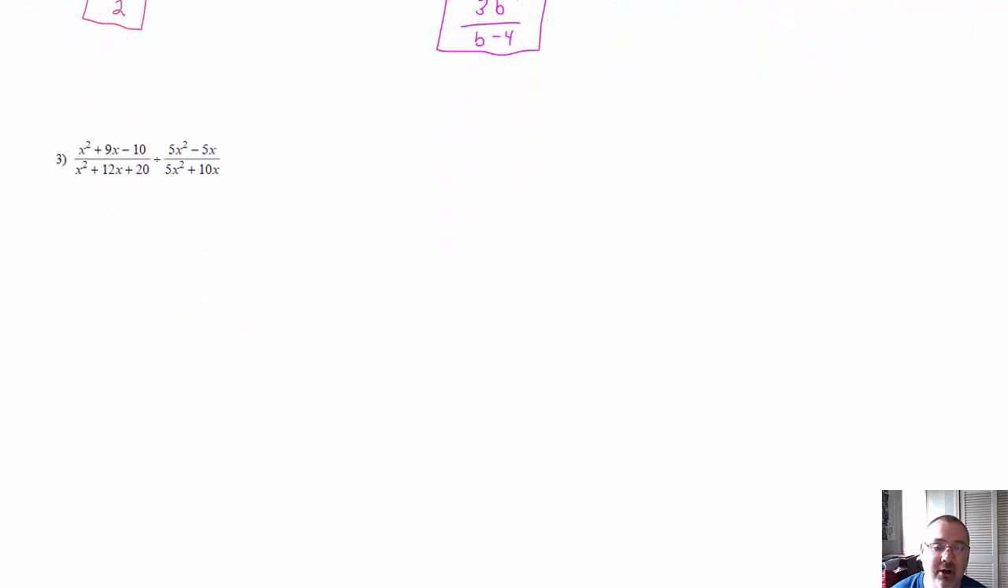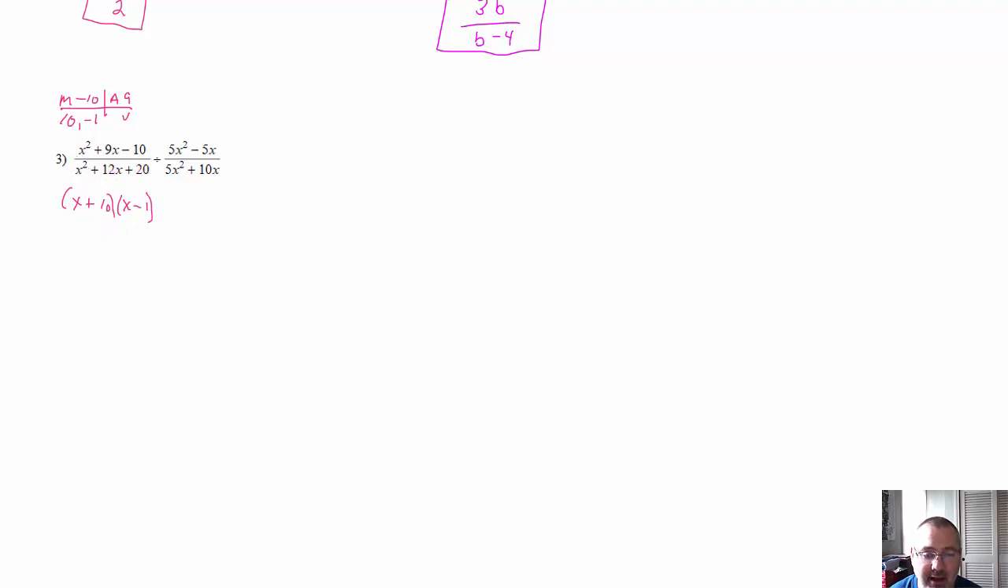And just like before, we might have to go ahead and factor these. So when I look at this, I see a trinomial again. I need two numbers that multiply to give me -10 and add up to give me 9. I like to put my little work right next to it. So I would probably pick 10 and -1, which checks out. So this numerator is x plus 10 times x minus 1.